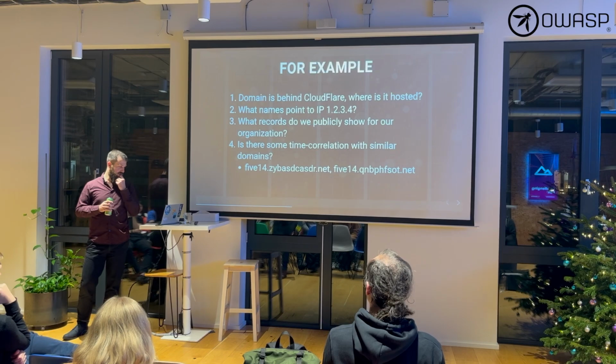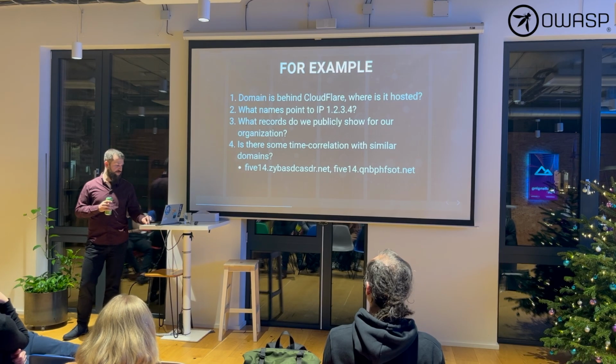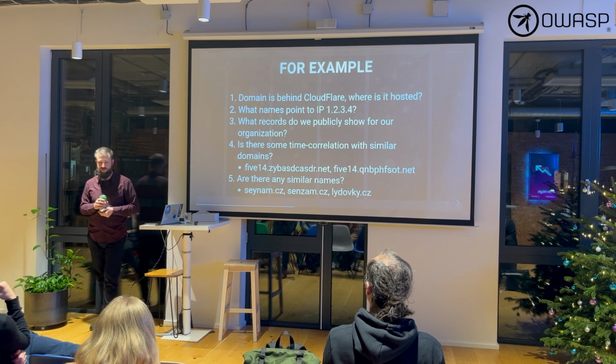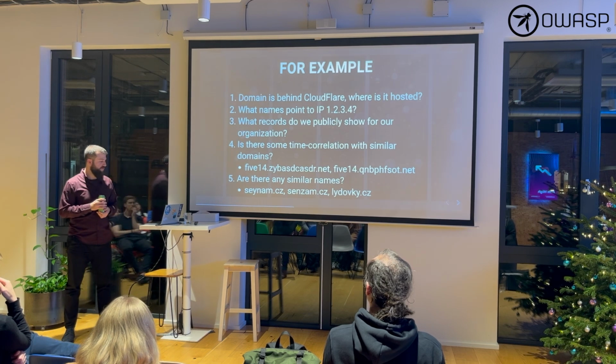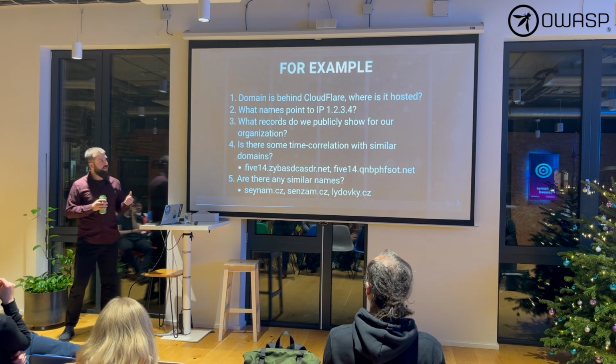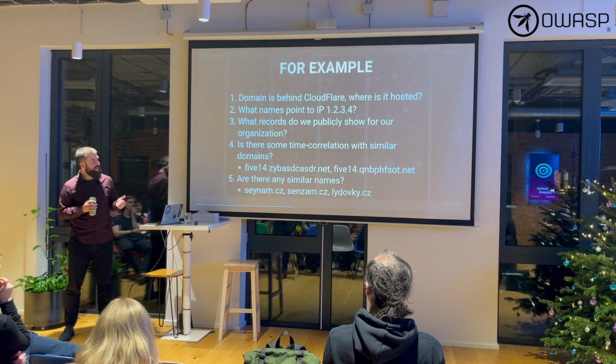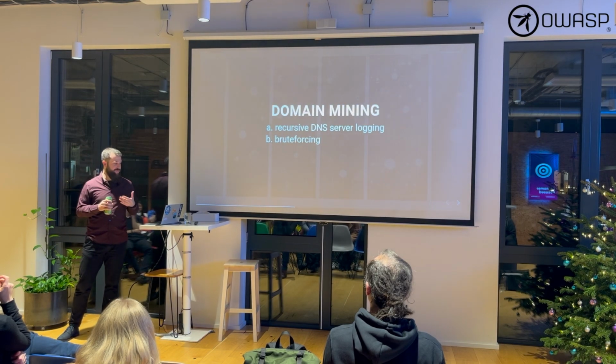And as I said, some time correlation with fast flux domain registration or phishing attempts, like, for example, typo squatting or something like that. Okay. But this is what I like, and I want this, but now how would I do it?